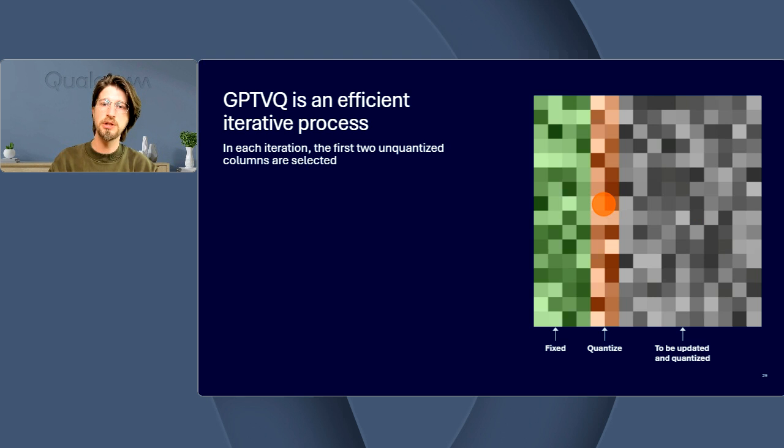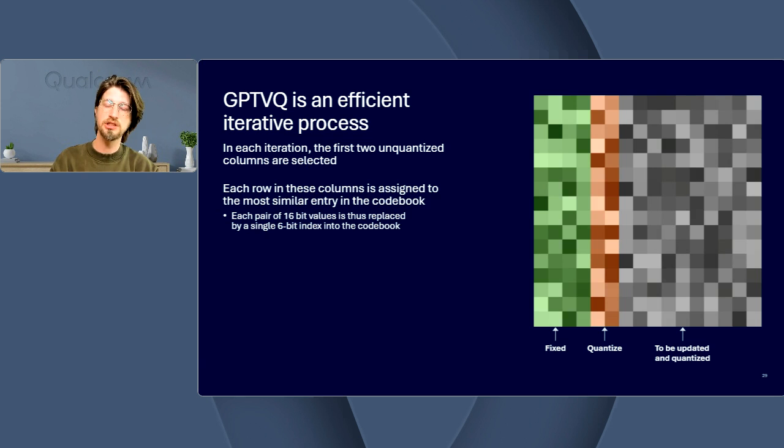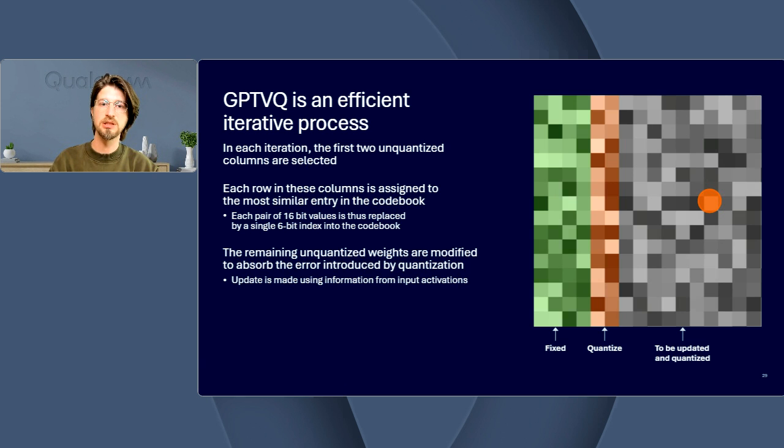Each row in these columns is assigned to the most similar entry in the codebook. This means that each pair of 16-bit values is just replaced by a single 6-bit index into the codebook. This quantization step changes the weights a little bit, and it introduces noise in the weight tensor, which, as we talked about before, can cause issues. To absorb this noise, the remaining unquantized weights are modified using information from the input activations. And once we've done this, we move on to the next pair of columns.